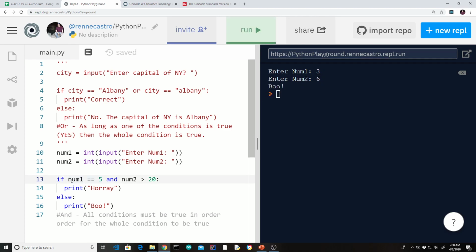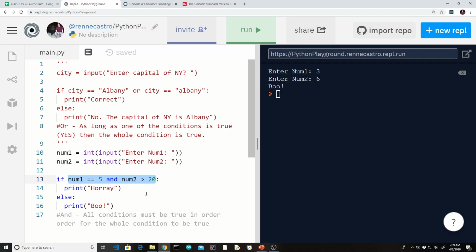Well, what's our question? Is number 1 equal to 5? No, it was equal to 3. And is number 2 greater than 20? No, it's not. 6 is not greater than 20. So in this case, neither side worked. And honestly, if you think back to your own lives when you use the word and, it's very natural. It's a conjunction. You're comparing two things having to be true at the same time.